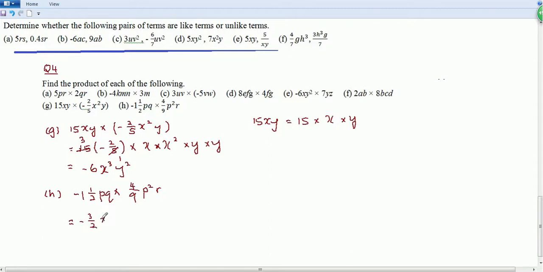Okay, then I group the number together, 4 over 9. So you have p from here, and we have another p squared from here. Okay, so we have one q here and one r here. Then we just simply multiply all the terms together. So this one can be simplified. So negative 2 over 3. So here is 1p, 2p, total up you will get 3p. Okay, and q, and the last one is r.